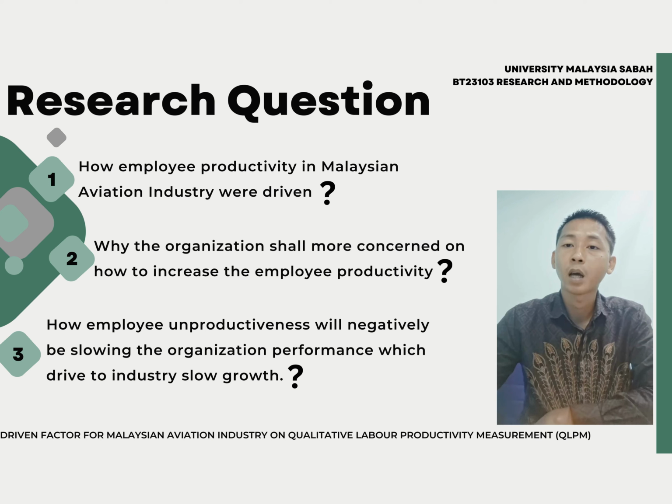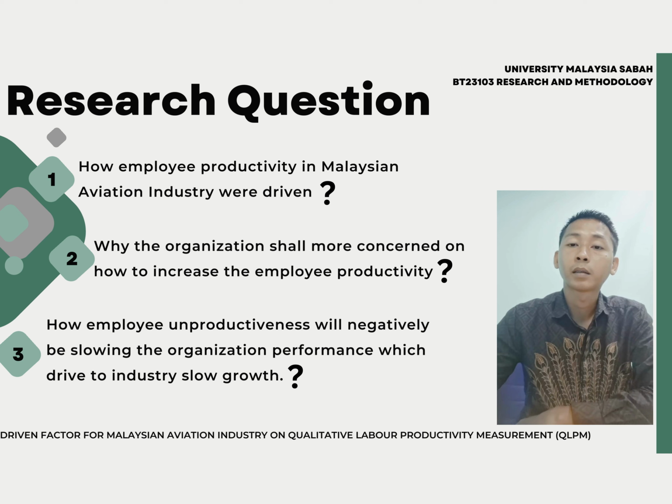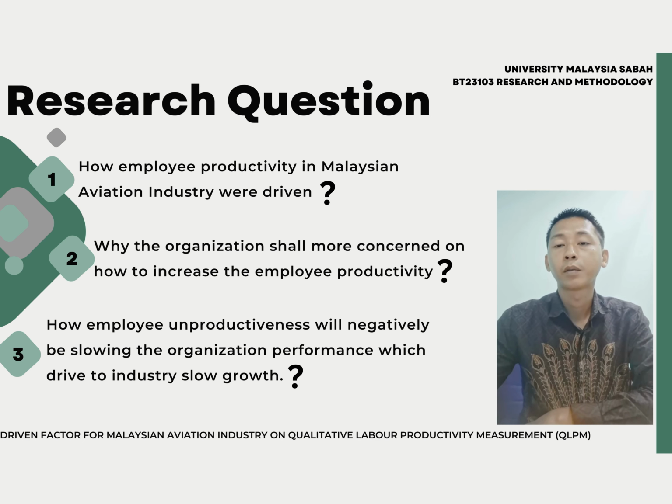The first RQ is how employee productivity in the Malaysian aviation industry is driven, followed by the second research question: why the organization shows more concern on how to increase their employee productivity, and third, how employee unproductiveness will negatively slow the organization's performance, which drives the industry's slow growth. So this is our research question we need to figure out in this research project.